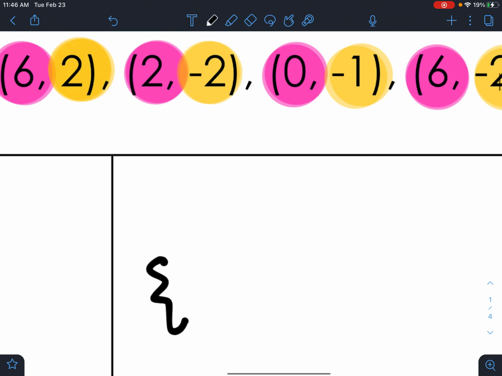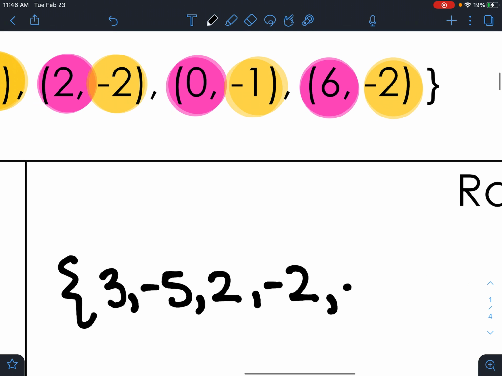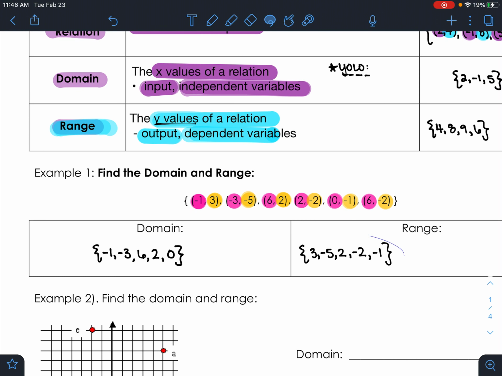one time. All right, so I'm going to list out 3, -5, 2, negative 2, negative 1. And because I already have another negative 2 written down, I'm going to close that up, and that's my range.